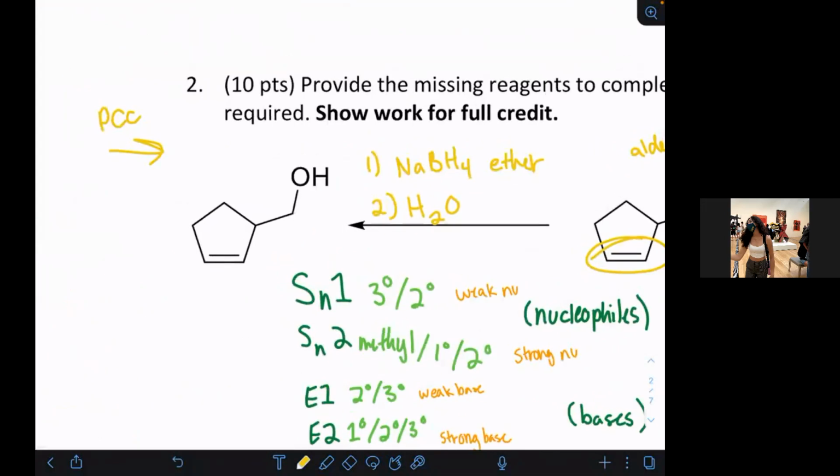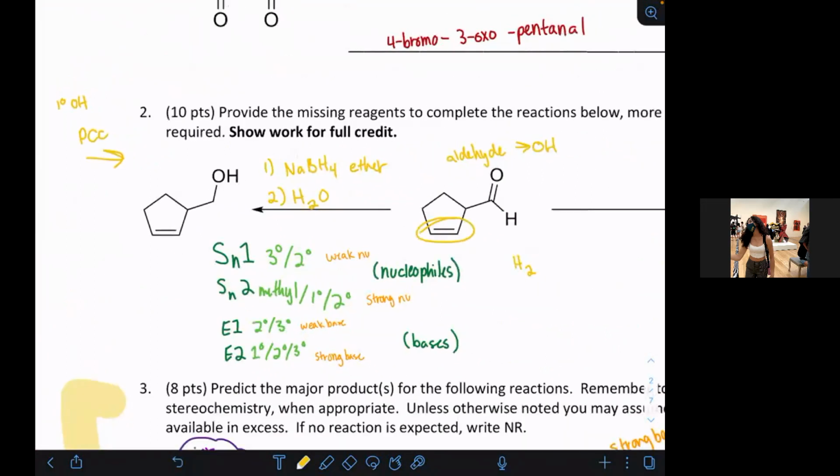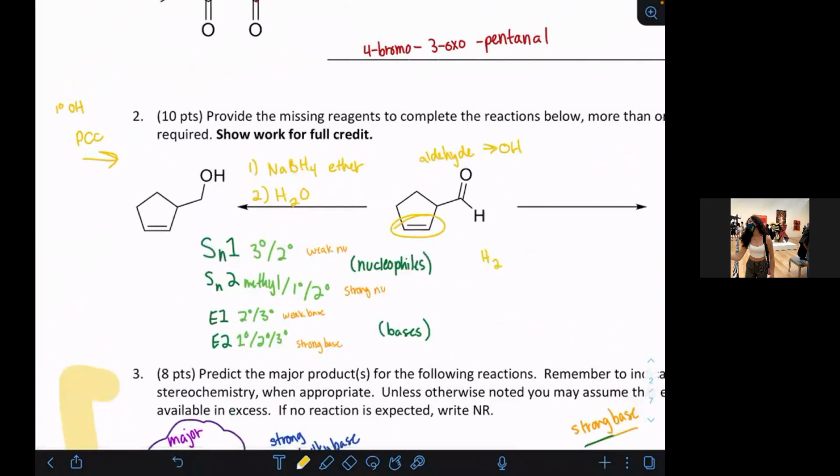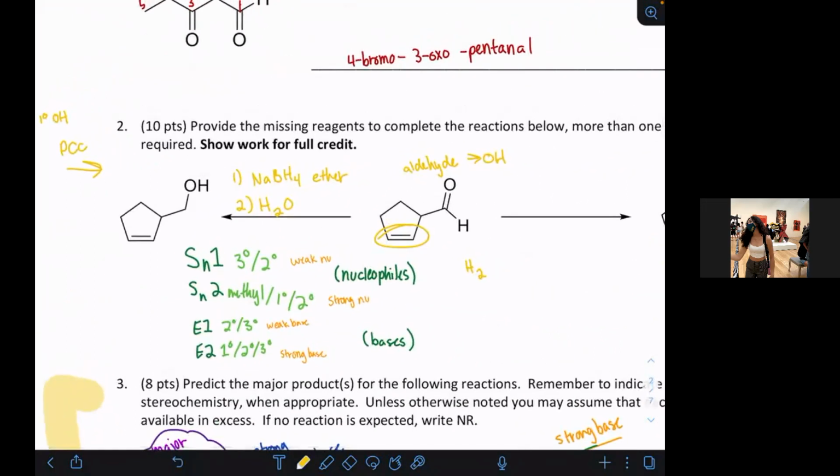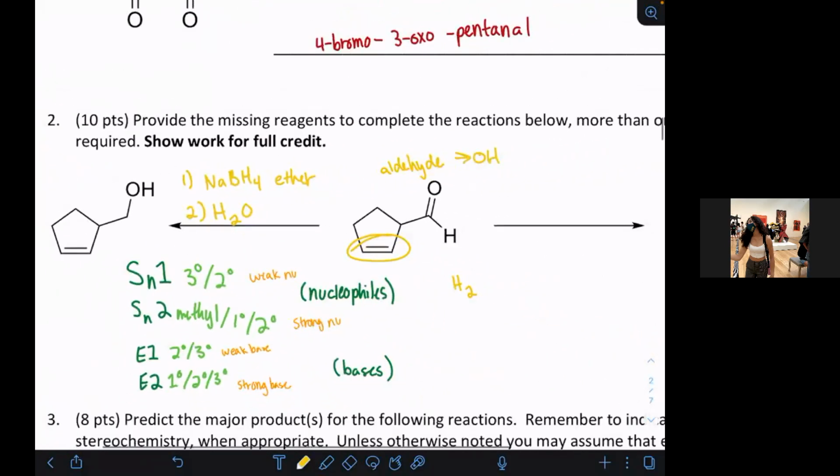Yeah, as long as that's the rule for primary alcohol. Yeah, I don't have it in front of me right now, but yes, that would work going the other way, but for the left side, we were going to the alcohol. So then I used NaBH4, ether, and H2O.